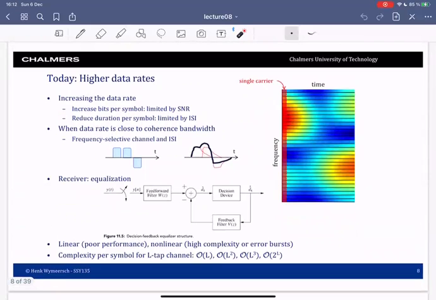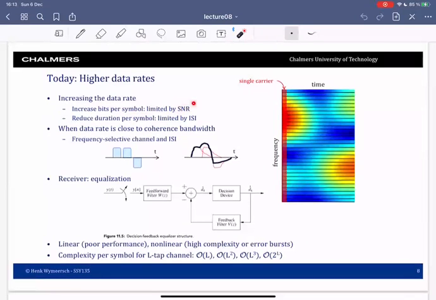So now we've seen how to use the wireless channel in a better way. Today we will see how we can push performance even better. In particular, we want to go to higher data rates. So we want to push our data through faster. How we can do this is we can either send more bits per symbol or reduce the duration of each of the symbols. Sending more bits per symbol is good, but it is limited by the signal to noise ratio.